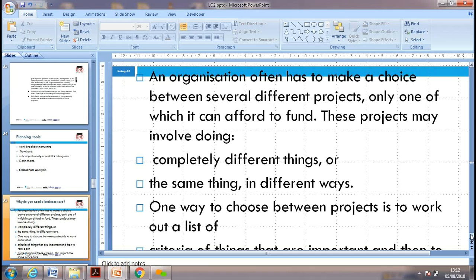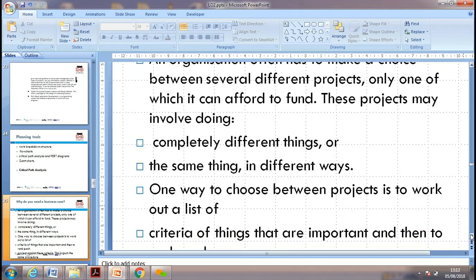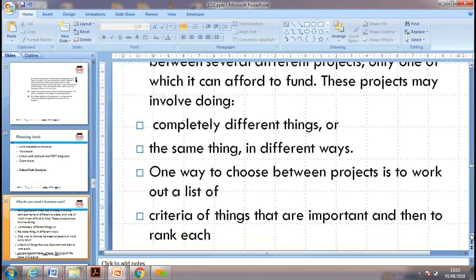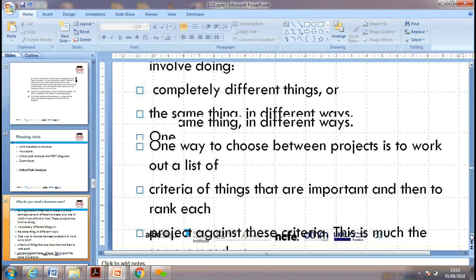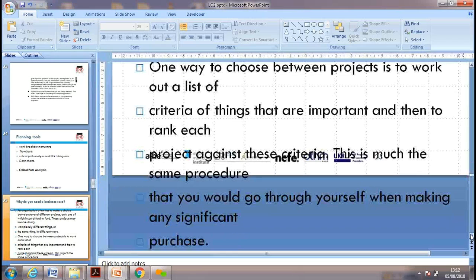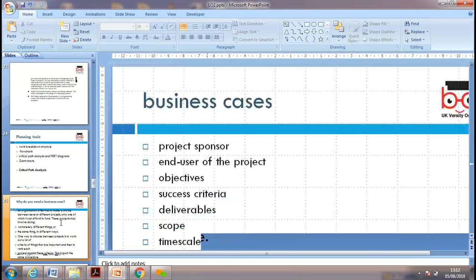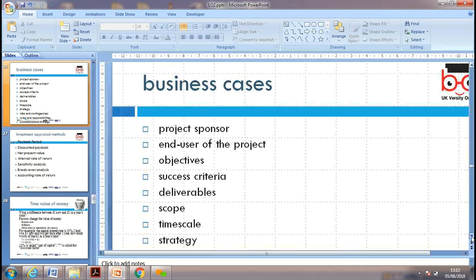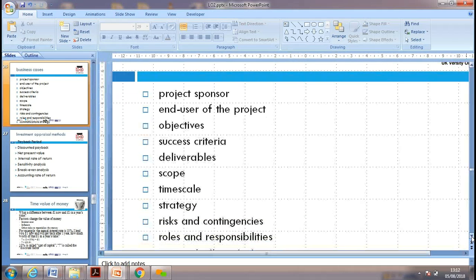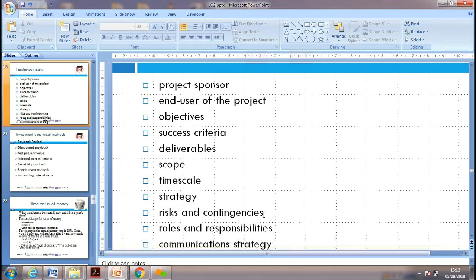So you complete different things at the same time in different ways. One way is to choose between projects, list criteria and important things, and then rank them. So in a business case, you can make a case study, present it and rank it. Business cases include project sponsors and users, project objective, success criteria, how you will deliver the scope on time, what strategies you will use, risk, contingencies.